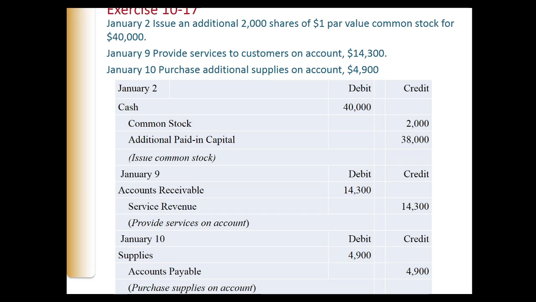January 9th, provide services to customers on account, $14,300. As you see, we debit accounts receivable since it's on account, and we credit our service revenue with our memo explanation, provide services on account. On January 10th, purchase additional supplies on account, $4,900. We will debit our supplies for $4,900 and credit accounts payable with the memo, purchase supplies on account.